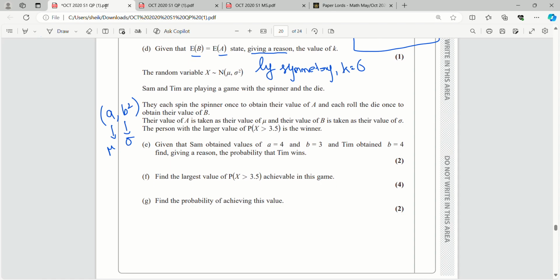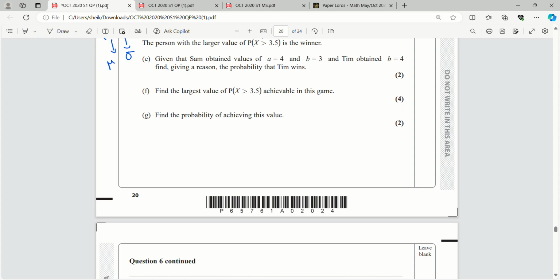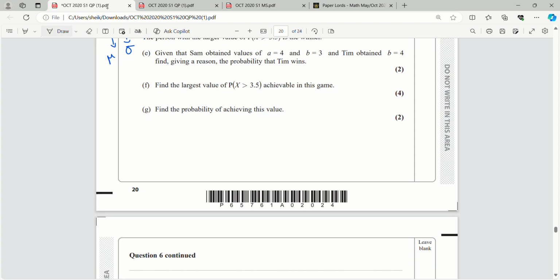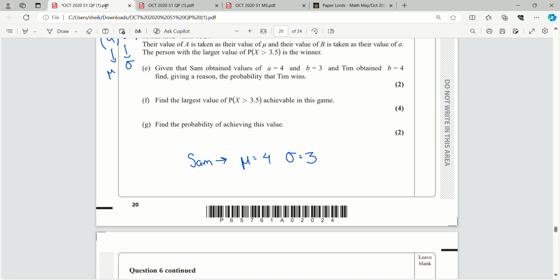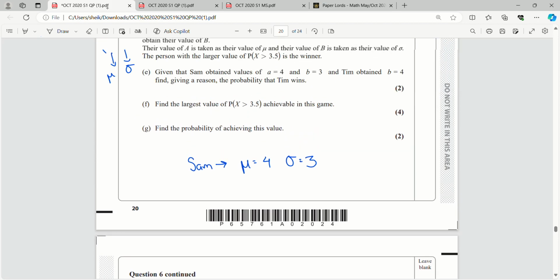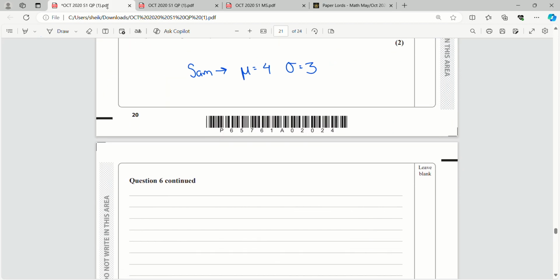Given that Sam has obtained values of a equals 4 and b equals 3, and Tim obtained b equals 4, find, giving a reason, the probability that Tim wins. So Sam got a equals 4 and b equals 3. So for Sam, the mean is 4 and standard deviation is 3. So we're going to be considering P(X) greater than 3.5. This is part E.